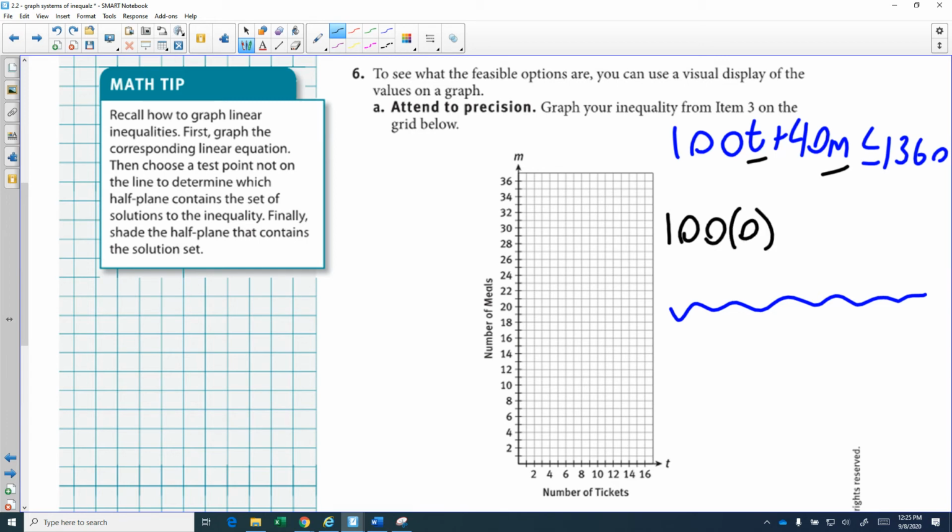Let's plug a 0 in for tickets. Let's say we bought 0 tickets. What's the maximum amount of meals that we could have? 1360. Well, this would cancel itself out, so all we have to do is divide by 40. This would give us meals have to be less than or equal to 1360 divided by 40, which gives me 34. So now I'm going to go to the meal side, go up to 34, and plot a point.